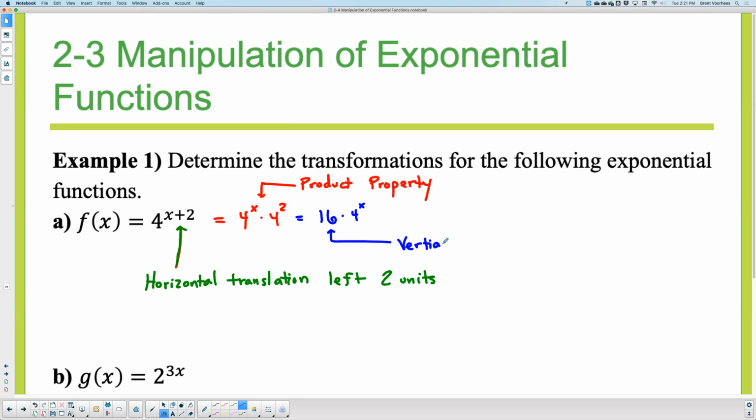Dilation means you're multiplying. Whoops, forgot the C. Vertical dilation. I can't spell. Let's try this again. Dilation. There we go. Vertical dilation. And you would say by factor 16 because that's what you multiply by.